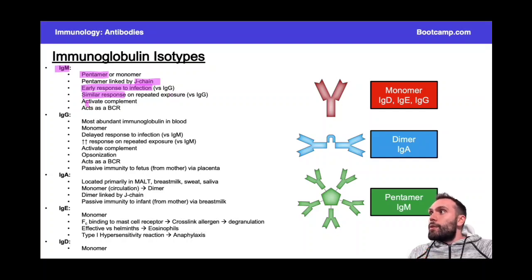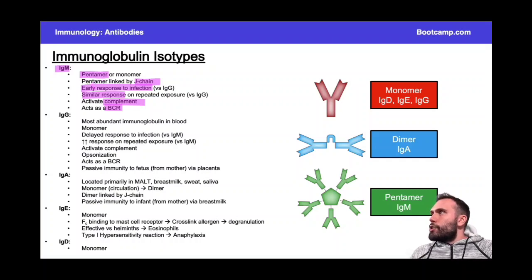In terms of its function here, the primary function of IgM is to activate complement, and part of the reason for that is because it's so big. But remember, it also acts as a B cell receptor. IgG is kind of the other big B cell receptor to be familiar with, and I feel like we've kind of talked about a lot of this already.